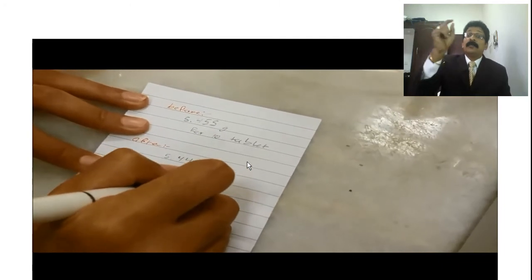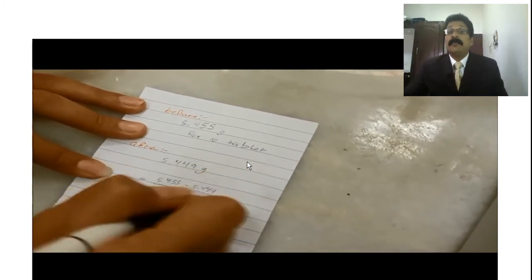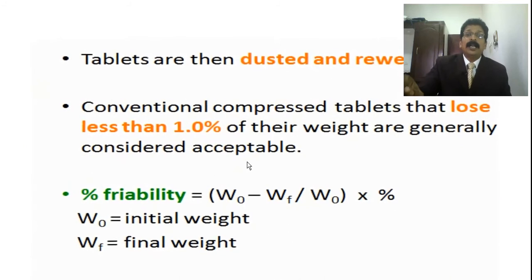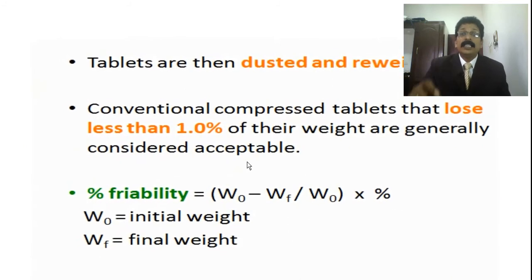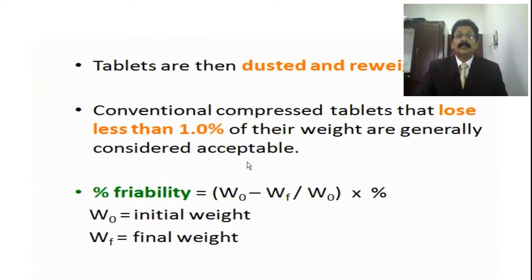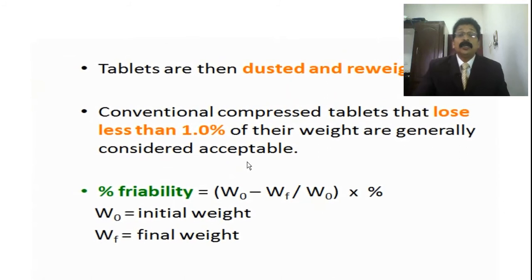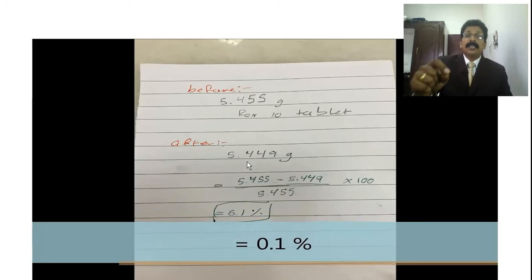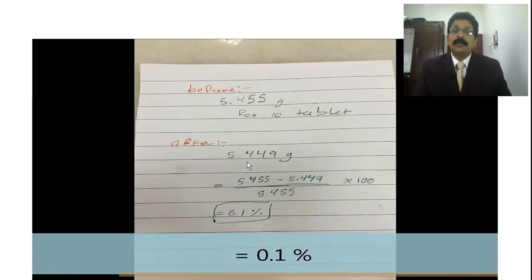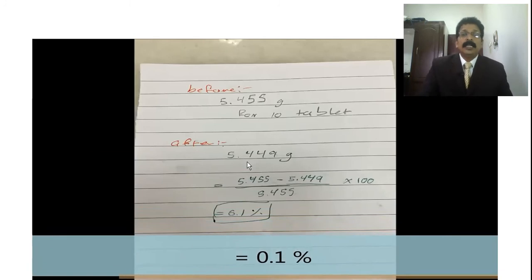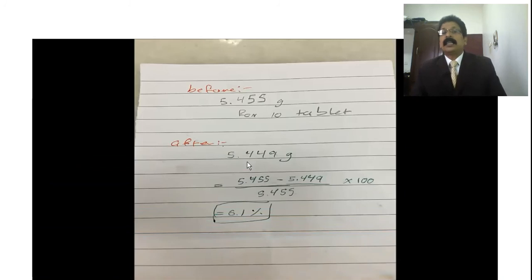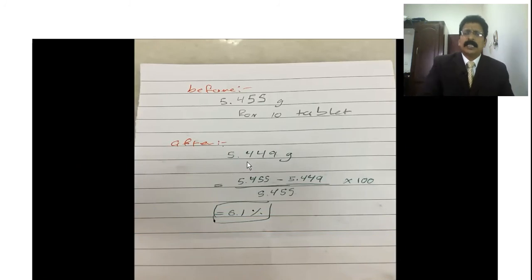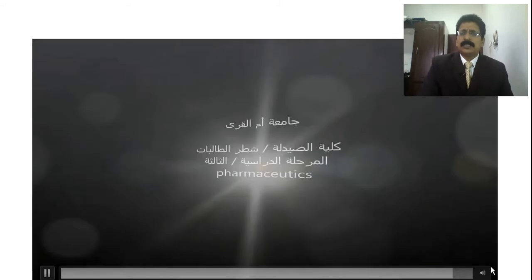That loss gives the percentage of friability. So the initial weight minus the final weight, the difference divided by the initial weight, and multiplied by 100, you will get the percentage. Usually 1% is the maximum. Here you can see it is only 0.1% when you calculate. So it is an acceptable tablet.